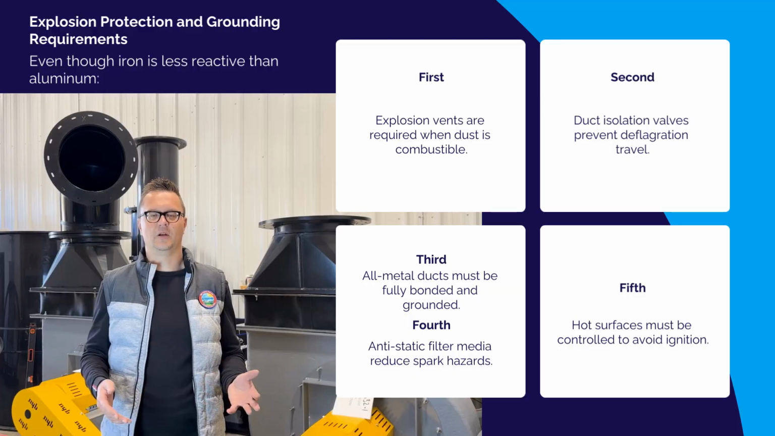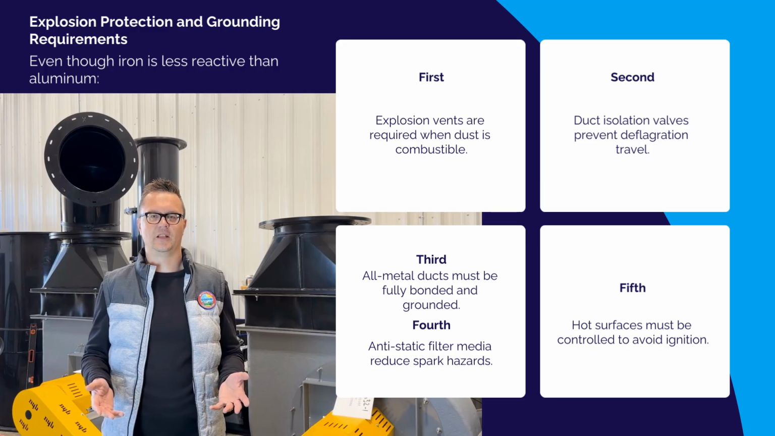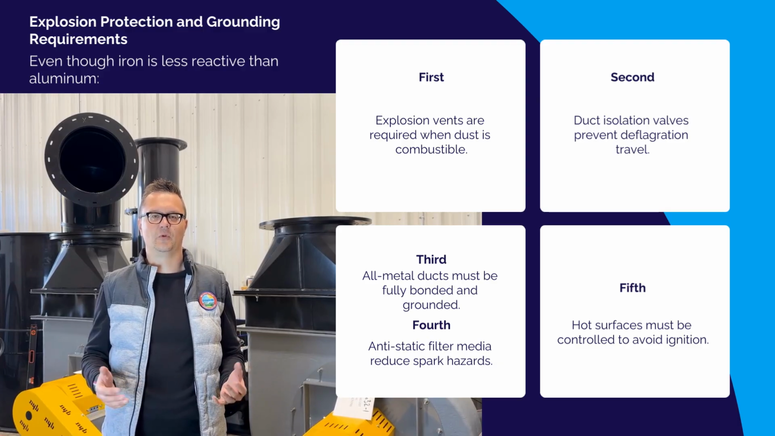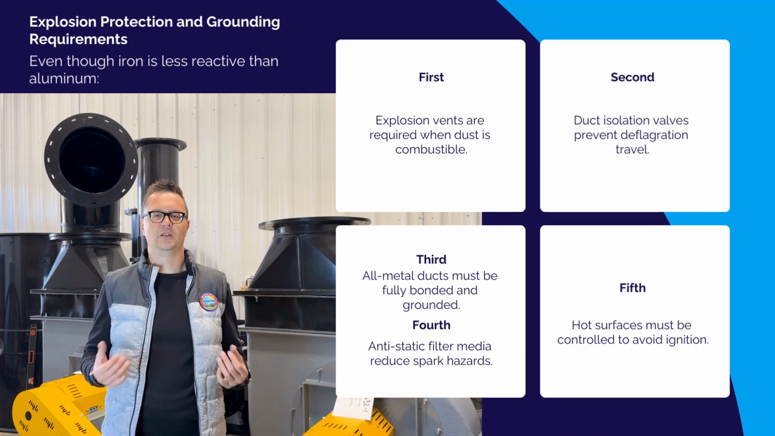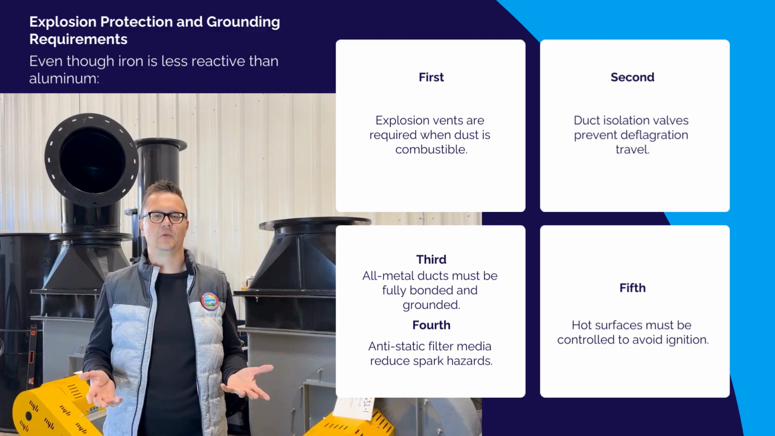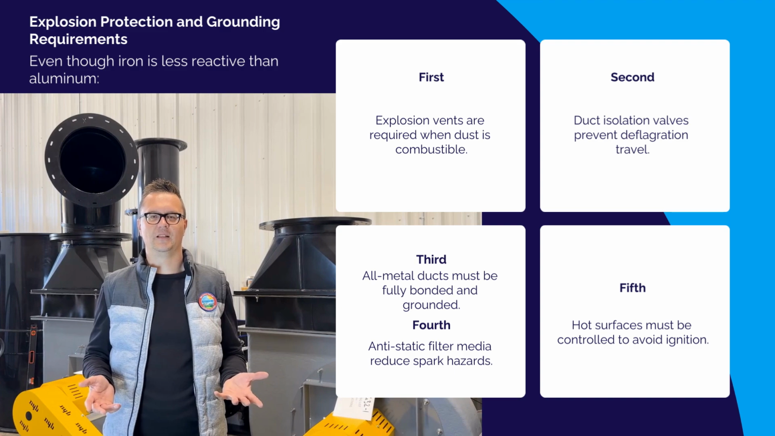Explosion protection and grounding requirements, even though iron is less reactive than aluminum. First, explosion vents are required when dust is combustible. Second, duct isolation valves prevent deflagration travel. Third, all metal ducts must be fully bonded and grounded. Fourth, anti-static filter media reduce spark hazards. Fifth, hot surfaces must be controlled to avoid ignition. Compliance with NFPA 484 is essential when dealing with metallic dust.